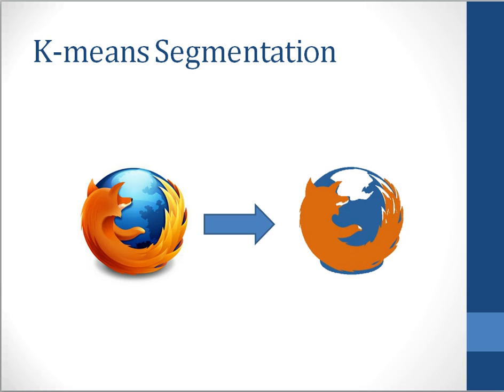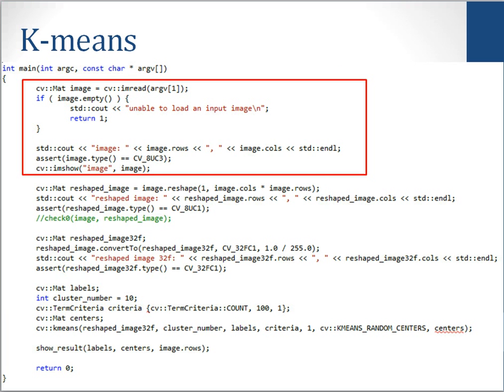So if we input an image like the one shown on the left, we can see that depending on the number of clusters that we define, we can get an image like the one shown on the right. So let's take a look at how the actual algorithm works. In this case, I'm not going to go through it line by line, but I'm going to talk in more detail about how the different blocks of code work.